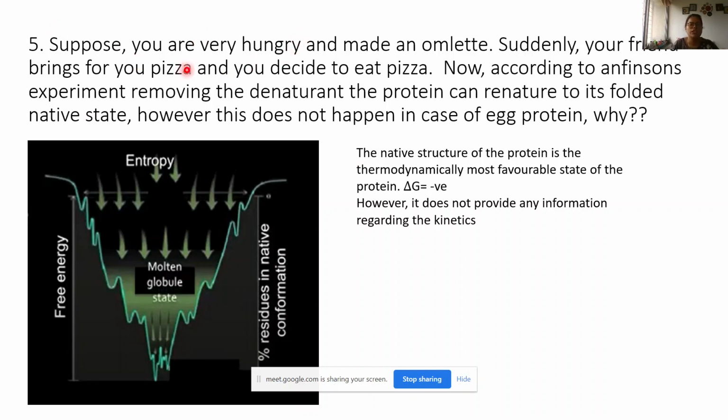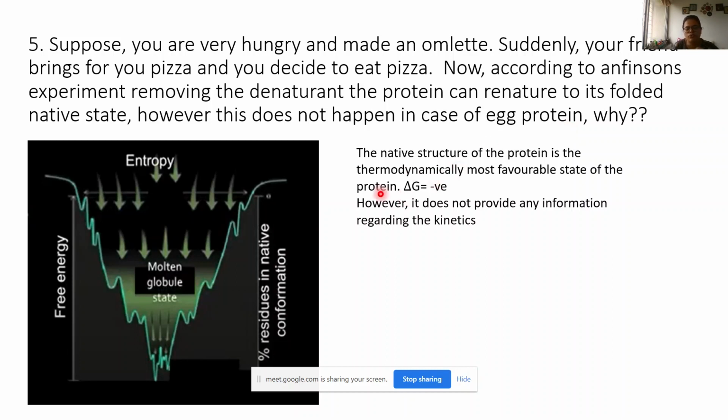So suppose you are very hungry and you made an omelette. Suddenly your friend came and you decide to eat pizza. So as per the Anfinsen experiment, if you remove the denaturing agent, so here the denaturing agent is heat. If you remove that, then it should fold again in the native state, right? So why does it not happen in case of egg protein? Why does omelette not form again egg?